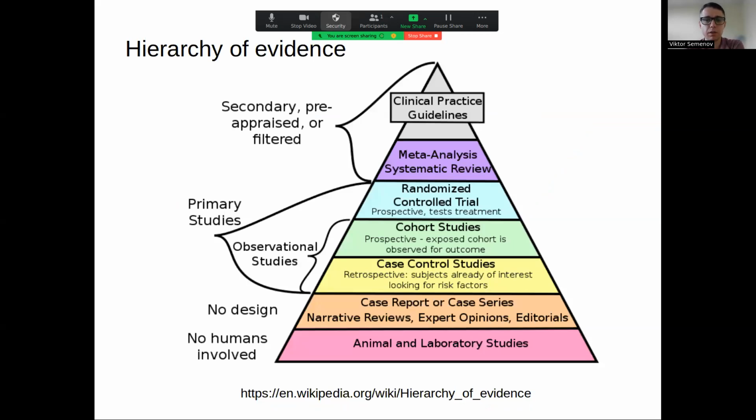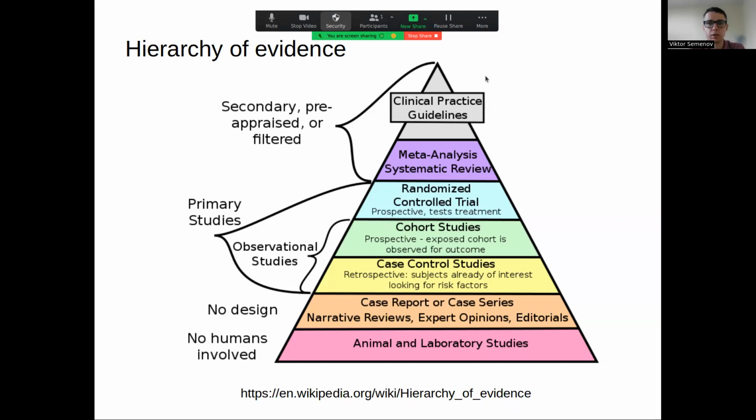And this is the final slide of the presentation. It is about the hierarchy of evidence. So why do we need these different types of studies, and why do we bother with all this pretty complicated stuff? On the top of this pyramid, or hierarchy of evidence, you can see clinical practice guidelines. Clinical practice guidelines are the documents that mostly doctors are working with.